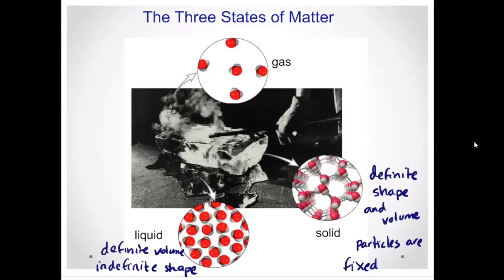For example, if you had a cup of water, that's a definite volume, 8 ounces of water. You can put that 8 ounces of water into a bowl, you can spill it on the floor, or you can have it in a glass. The shape can change, but the amount of liquid water, the volume, was the same. So definite volume, indefinite shape. Particles are free to move.